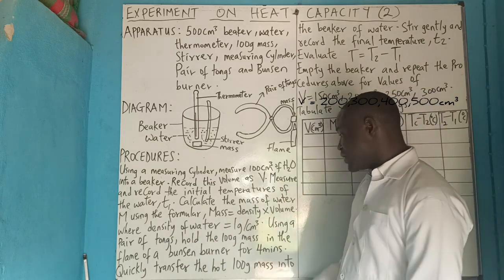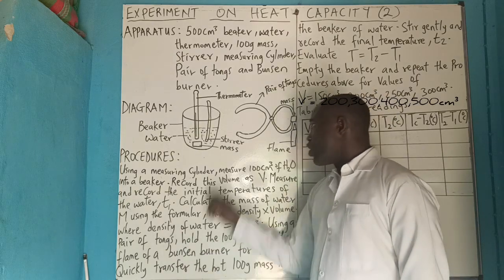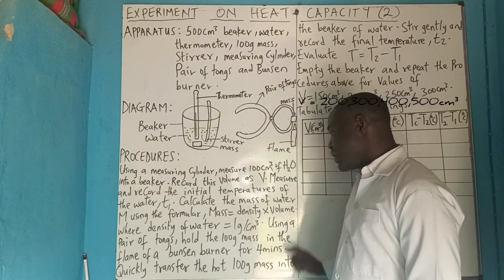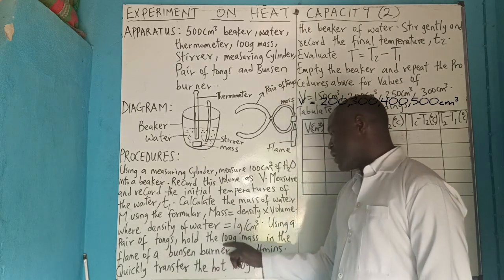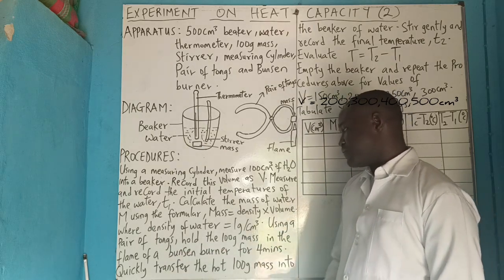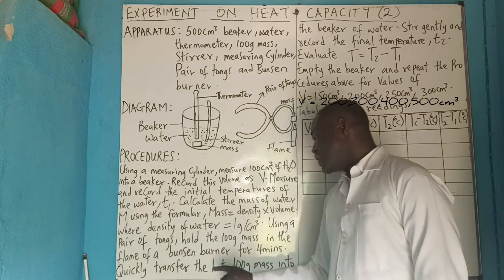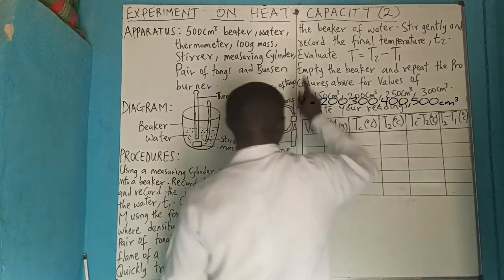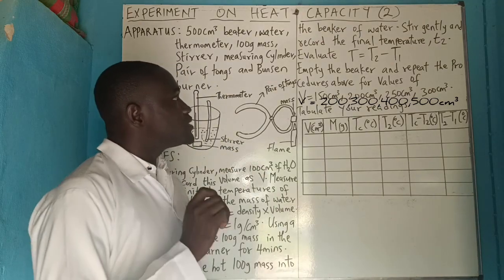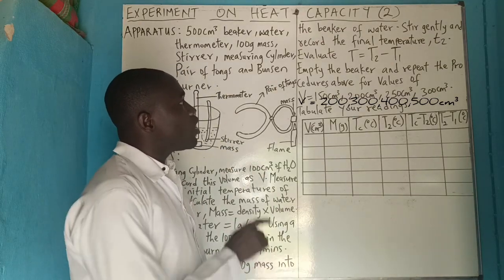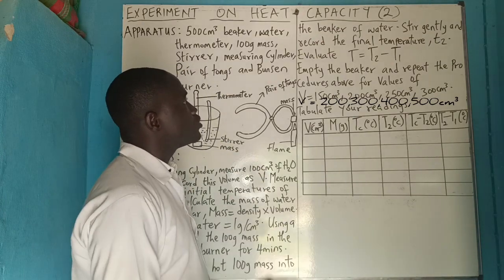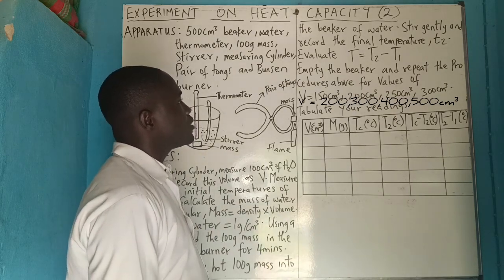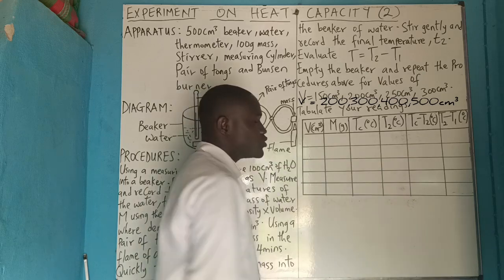That one is constant. Using a pair of tongs, hold the 100 gram mass in the flame of a Bunsen burner for 4 minutes. Quickly transfer the hot 100 gram mass into the beaker of water. Stir gently and record the final temperature T2. Evaluate ΔT equals T2 minus T1 and look at the table of values.